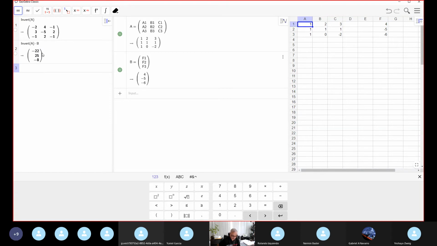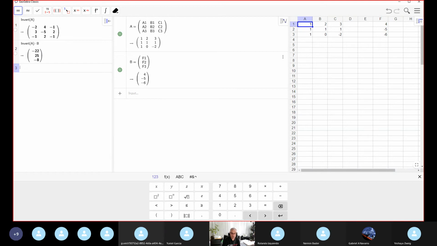Boom. And the answer is -22, +25, and negative. And this is the final answer. So the interpretation is x is equal -22, y is equal +25, and z is equal negative, in the story.